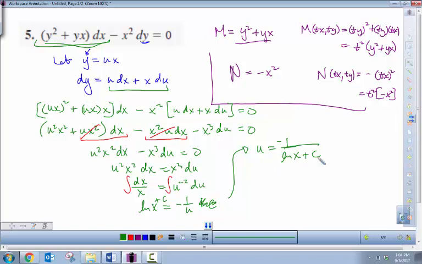So then I could technically write u equals 1 over c minus ln x. Just looks nice to me. So you can take this negative sign and distribute it in the bottom. Okay.